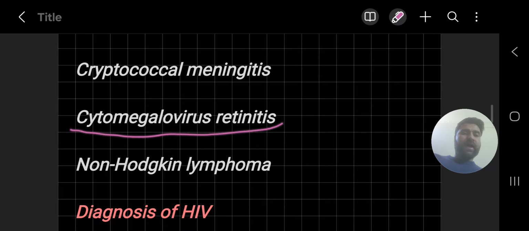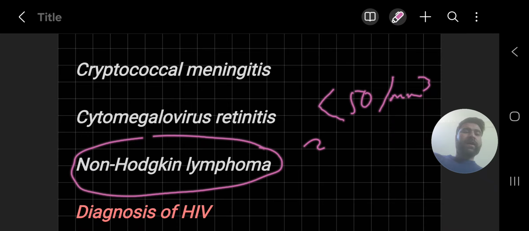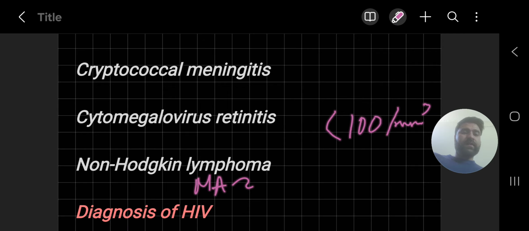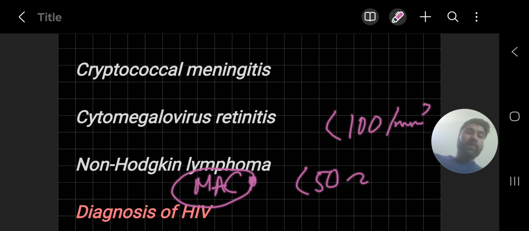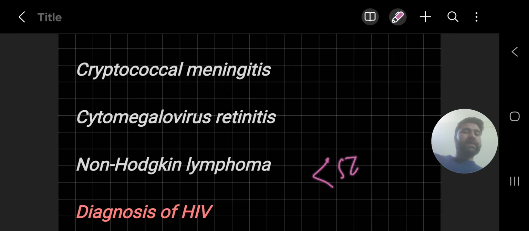Then we come to life-threatening infections like cytomegalovirus. It occurs when your cell count is less than 50 per millimeter cube. And non-Hodgkin lymphoma occurs when your cell count is less than 100 per millimeter cube. Also MAC infections, Mycobacterium avium intracellulare infections, occur when your CD4 count is less than 50 per millimeter cube. So these two infections, MAC and cytomegalovirus retinitis, occur when your cell count is less than 50 per millimeter cube.